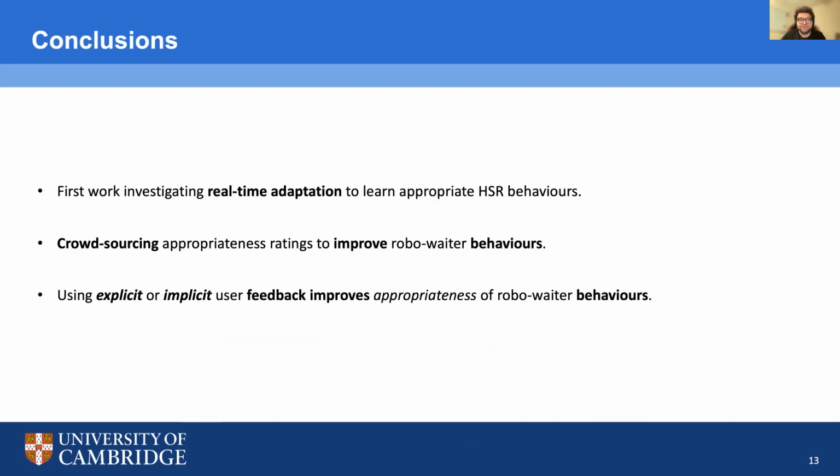So we present the first work investigating real-time adaptation for HSRs in particular. We show that crowdsourcing appropriateness ratings to get a generalized idea of what is considered appropriate actually works. And using that data and then building on it using explicit or implicit feedback actually improves people's interaction with the robot.